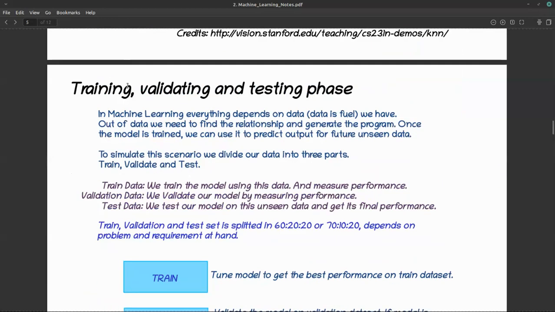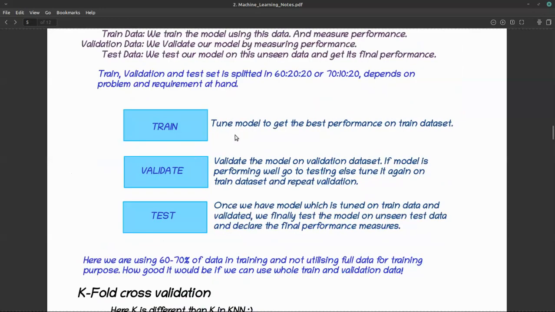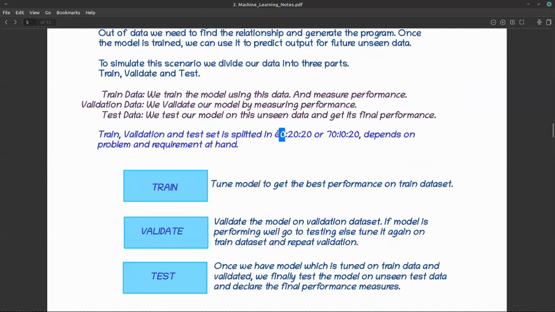Now let's see what the training, validating, and testing phases are. So in machine learning, first we take 60 or 70%. This depends on the problem. So we will take some chunk of the data. Let's say we have 1,000 rows, or data points. First we will take just 600 data points and try to train the model, right? And we'll tune the model and try to get the best performance out of it, or the base model you can train on the training data set.